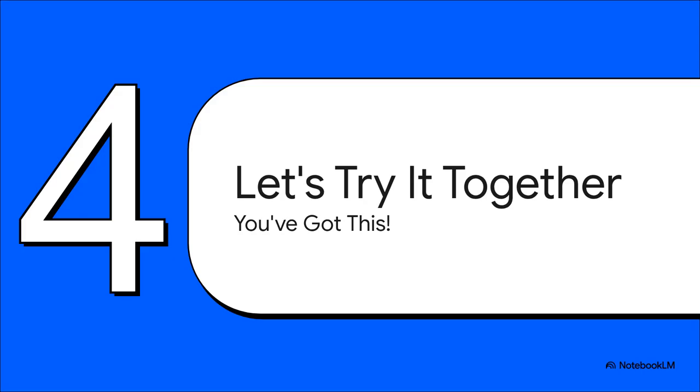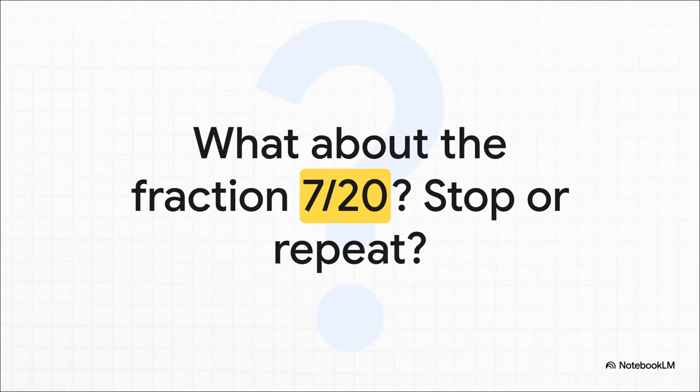All right, you've got the rule. You know the secret. Now let's put it to the test. We'll do a couple together. Don't worry, you've totally got this. Okay, first up, the fraction 7 over 20. What do you think? Stopper or repeater? Let's use our new rule.